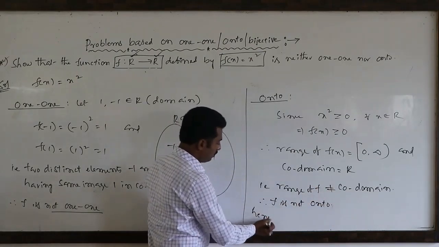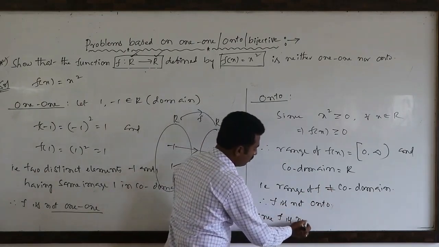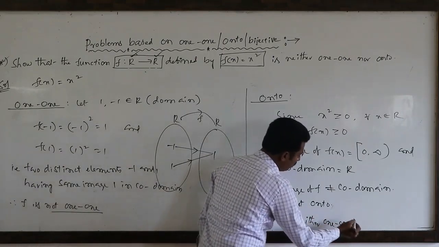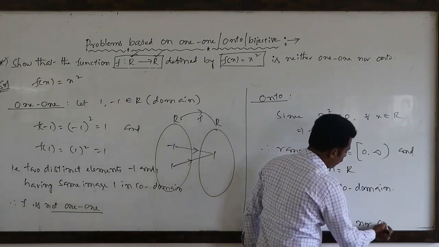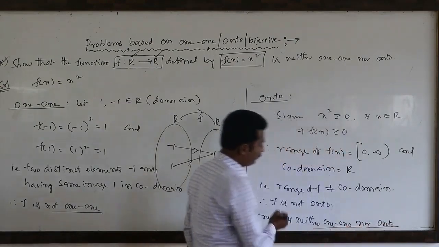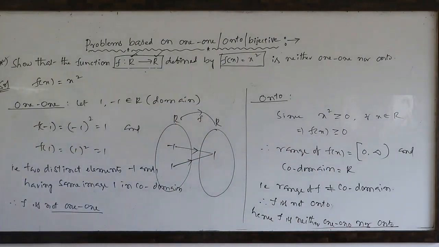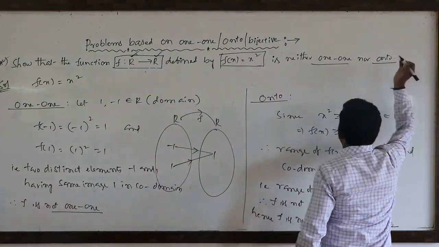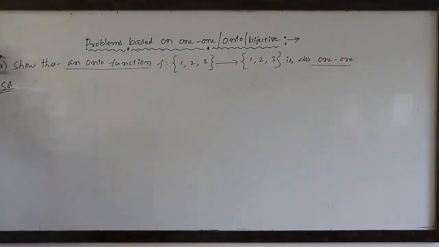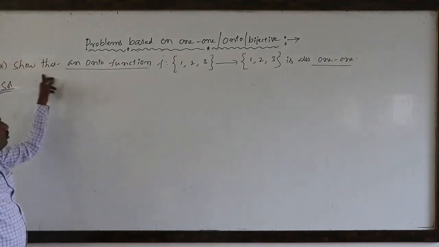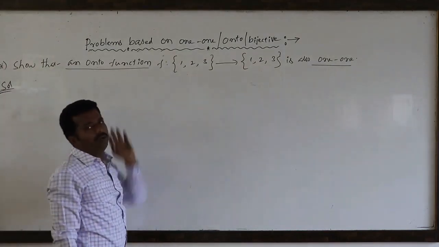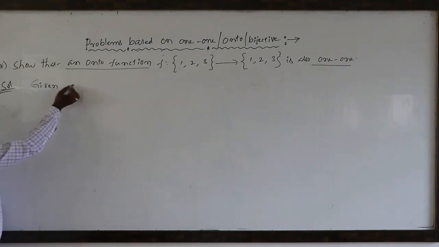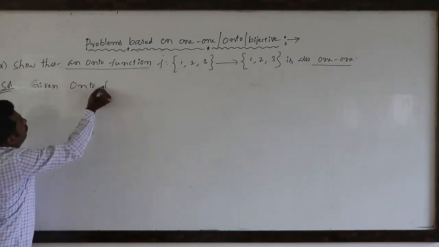Hence, f is neither 1-1 nor onto. Like that we have to prove whether a function is neither 1-1 nor onto. Next problem. Show that a one-one onto function is also 1-1. So what are they giving? The given function is an onto function.